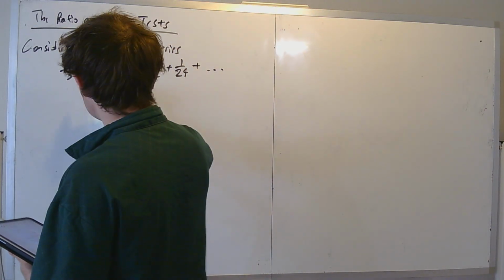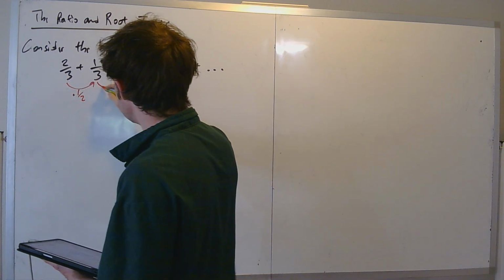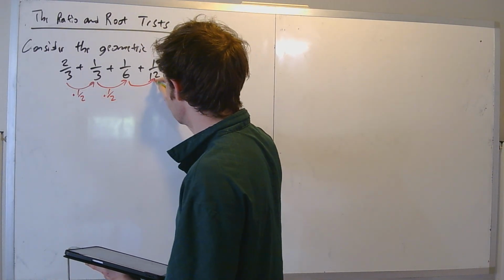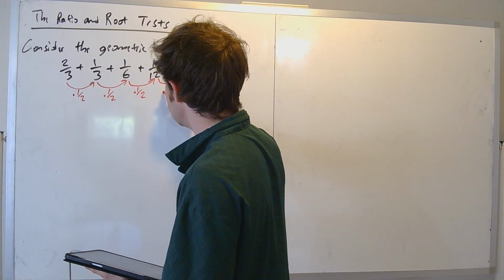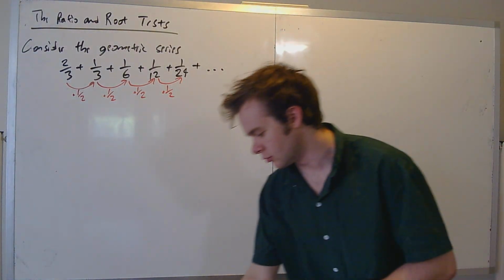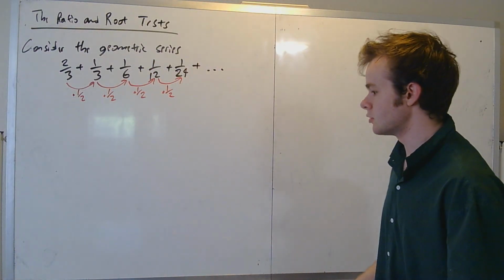So here we're going to multiply by a half. To get from here to here, we also multiply by a half. To get from here to here, we also multiply by a half. And the same thing from here to here, we multiply by a half. So that's a geometric series. We're just multiplying by the same number each time to get to the next term.